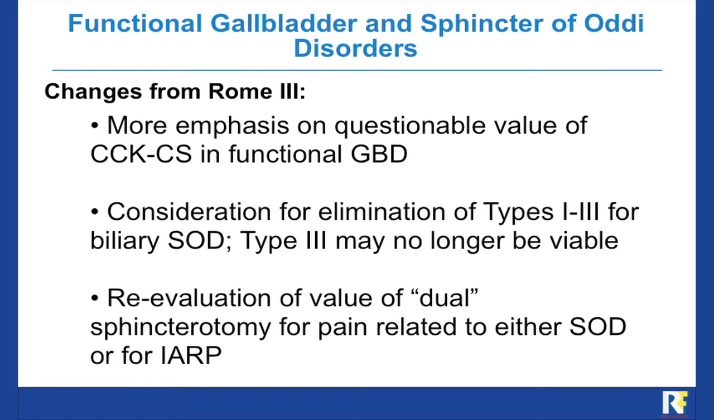And thirdly, there's been some re-evaluation of the so-called dual sphincterotomy, which was cutting the biliary segment of the sphincter and the pancreatic segment of the sphincter in someone who may only have sphincter of Oddi dysfunction that has biliary type symptoms, or someone who has sphincter of Oddi dysfunction with only pancreatic type symptoms. And that was probably rather unnecessary, to be cutting both those sphincters. But this is still work in progress, and we'll see what develops. But I think these are certainly changes that will have impact on clinical practice and investigation.